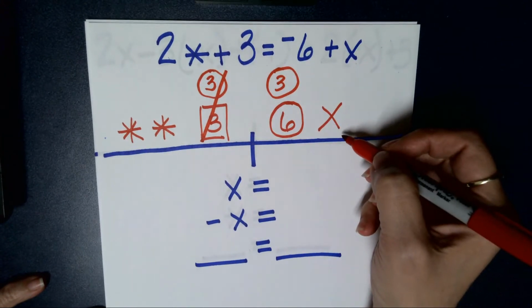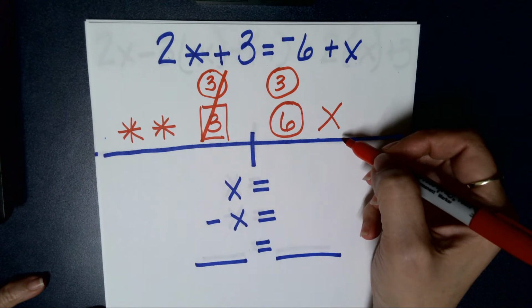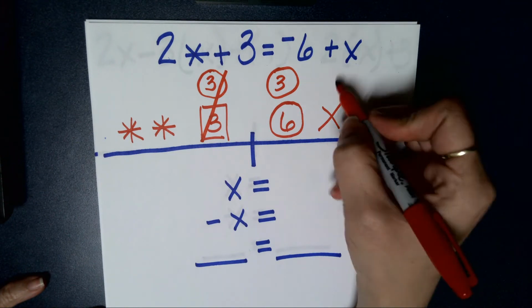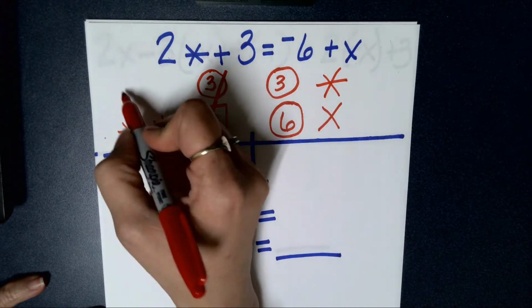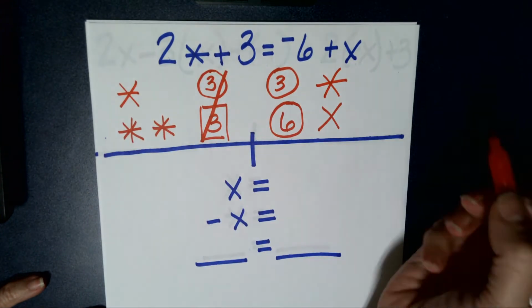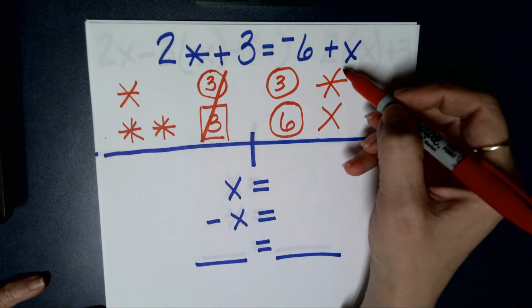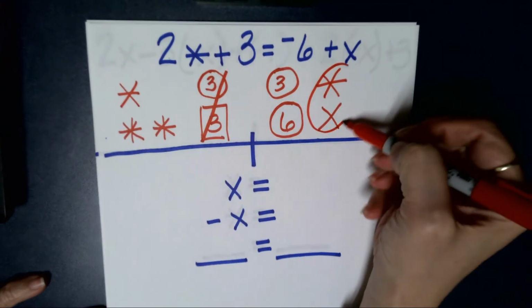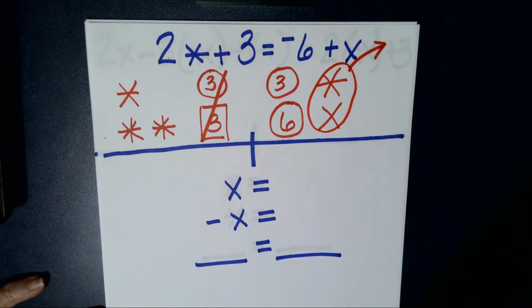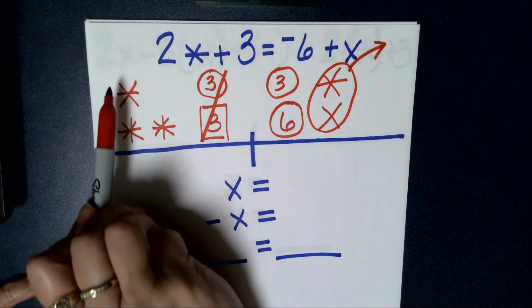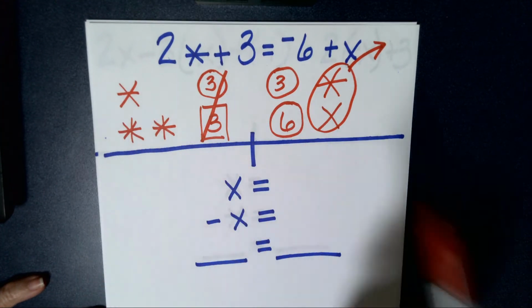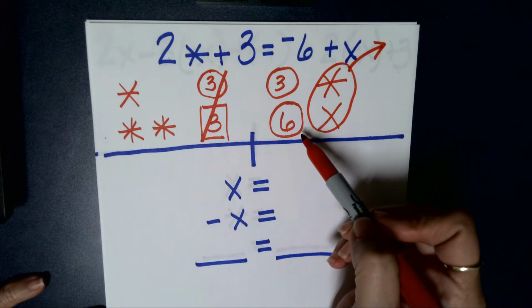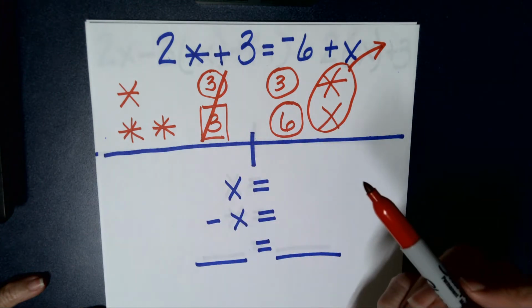So how do we move an X or a pawn? We're going to create a zero pair with a star, and if I add a star on this side, I add a star on this side. So here is my zero pair, and that is going to leave. So now we have 3 stars is equal to negative 9. So if 3 stars are equal to negative 9, what is 1 star going to be equal to?